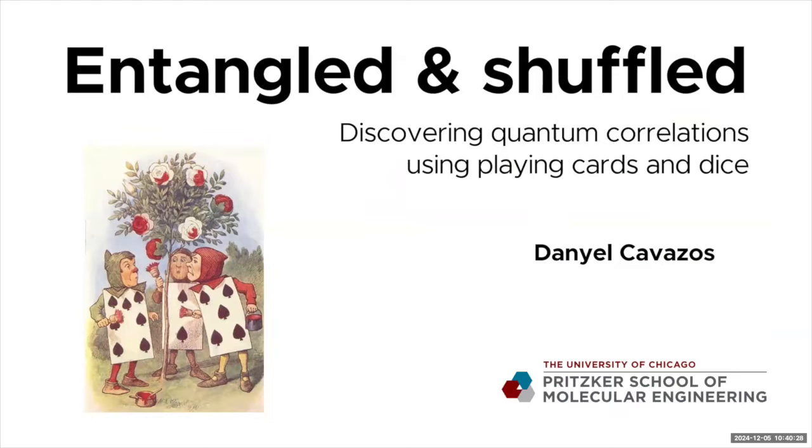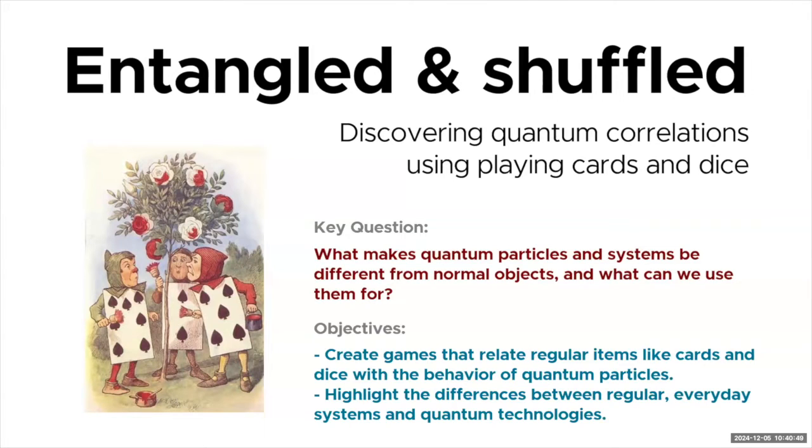So the activity that we're trying to develop is just a series of games that you can play using cards and dice, just to teach some concepts related to quantum mechanics. And I tried to come up with an interesting title, so I labeled it Entangled and Shuffled. Let me know if you think that's better.